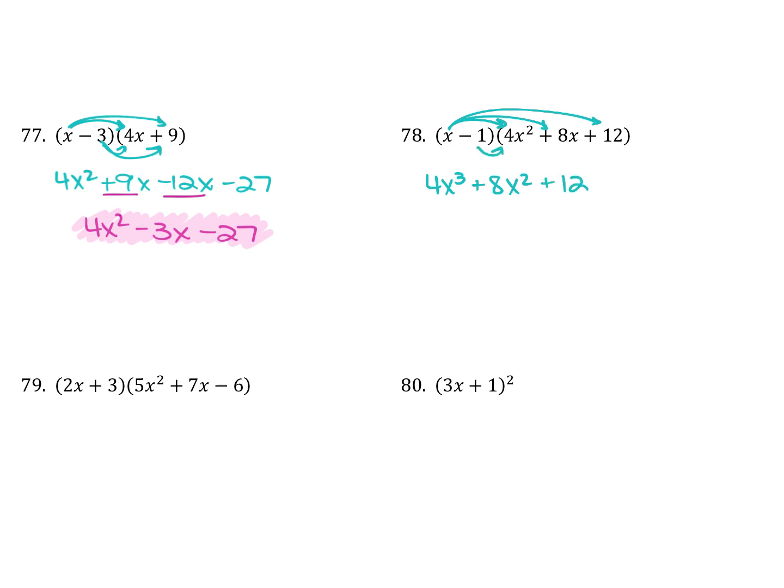Then we have the negative 1 times 4x squared is negative 4x squared. Then negative 1 times 8x is negative 8x. This is supposed to have an x on it. Then the negative 1 times 12 is negative 12. So from here, you're just combining like terms. So you have 4x cubed plus 4x squared plus 4x minus 12.